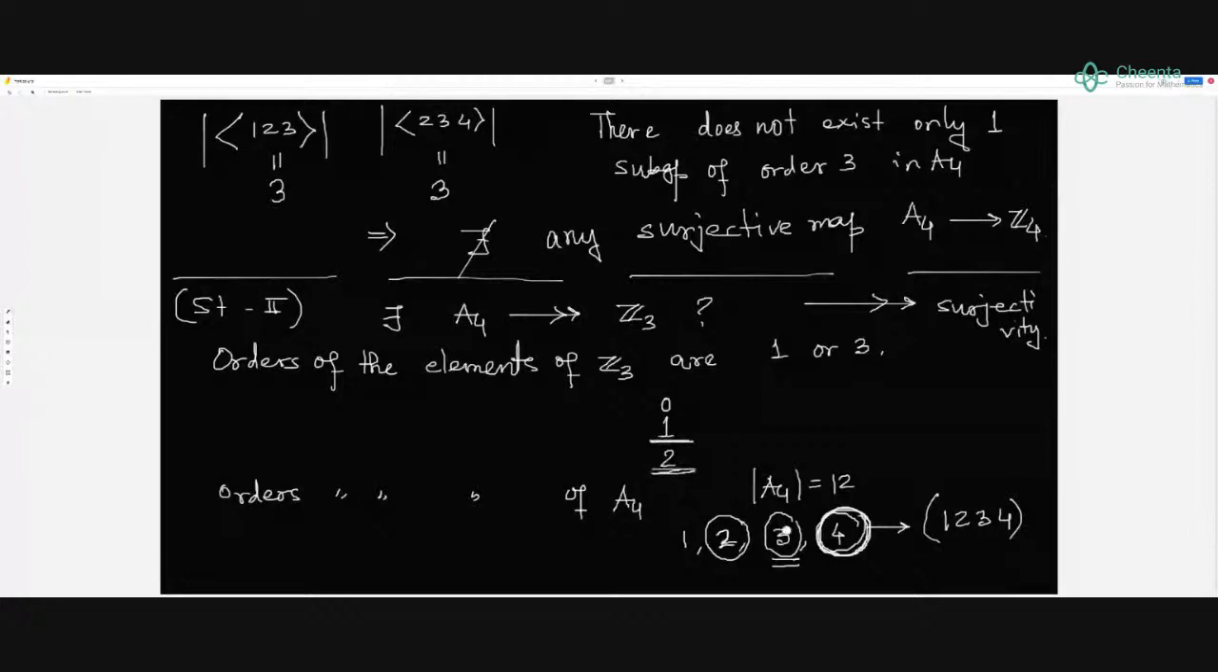Okay. The rest of them: if you take an element of order 2, then it has to be mapped to an element in Z3 whose order divides 2, right? So that means it will be mapped to an element of order 1. So what is the element of order 1 in Z3? That is the 0.